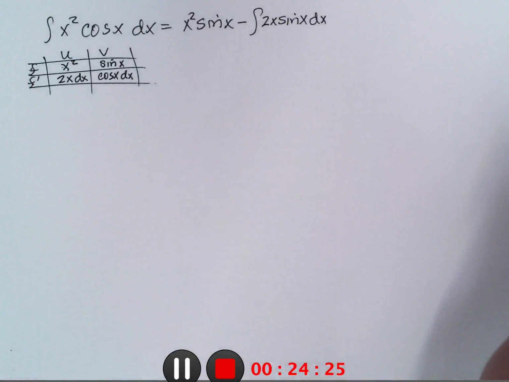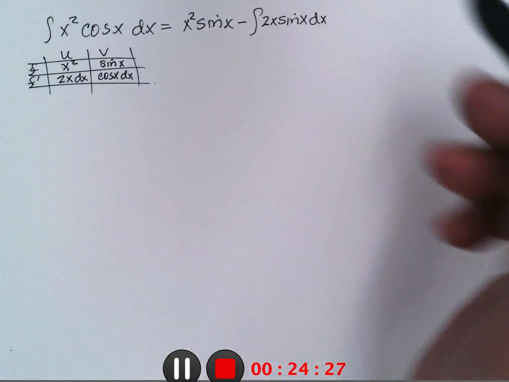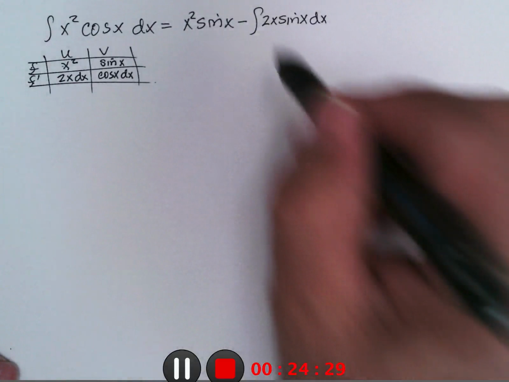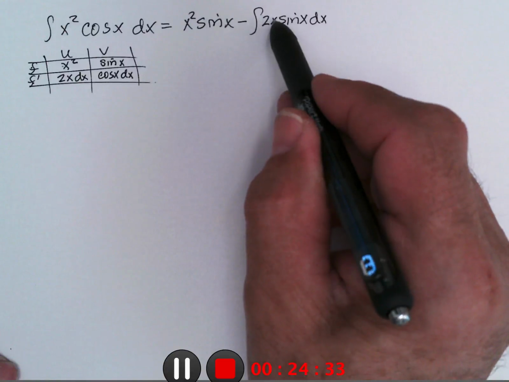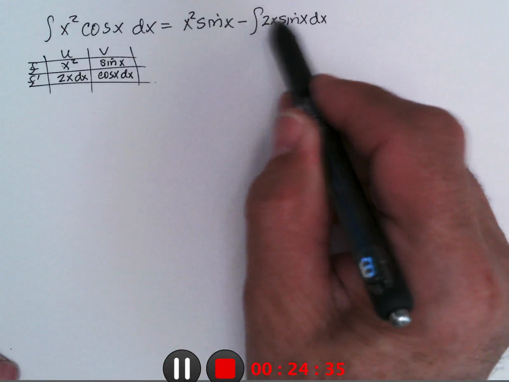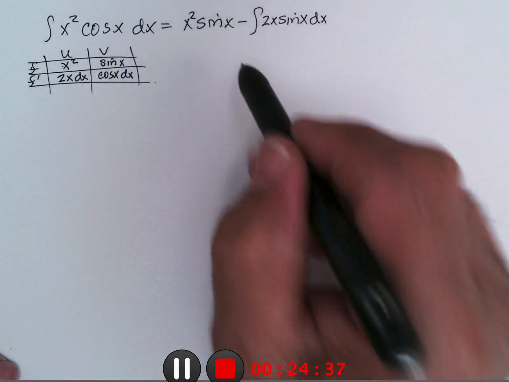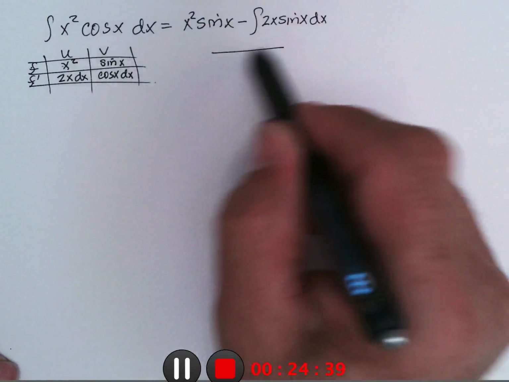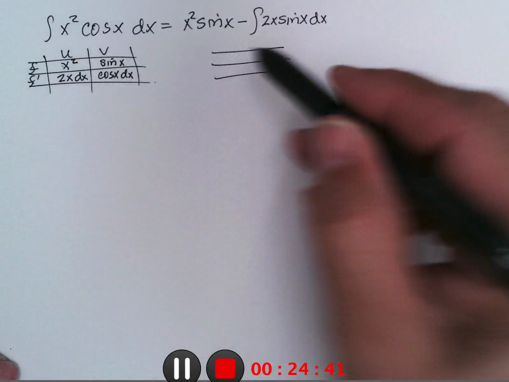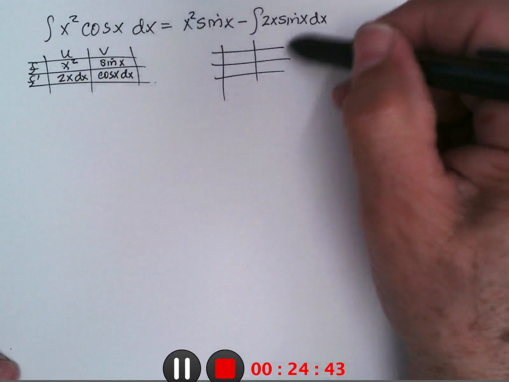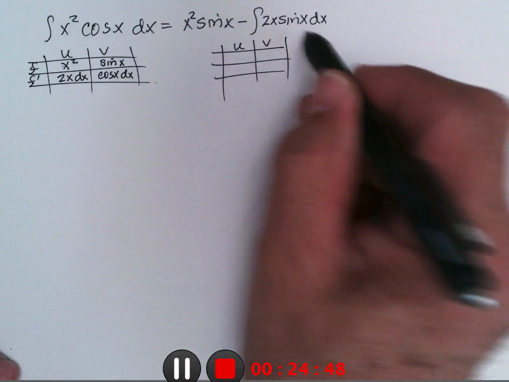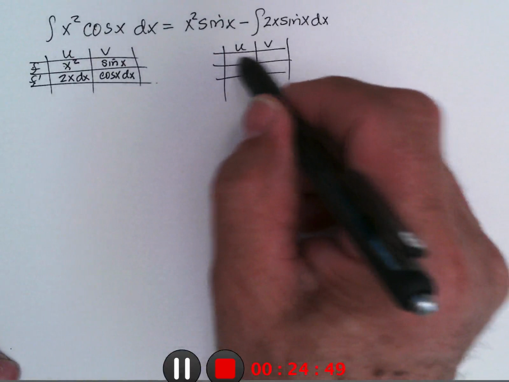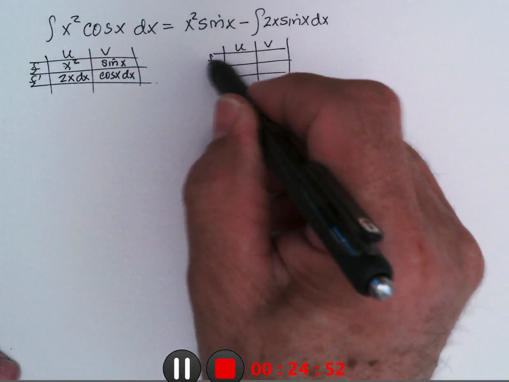And we could pull the 2 out, or I could leave it in, doesn't matter. But it looks like I want to get this x to disappear, so we don't have a product rule. So I'm going to do the u sub again. And I really don't need to keep the u and the v on here because we don't use it other than to keep things straight. The function and its derivative.